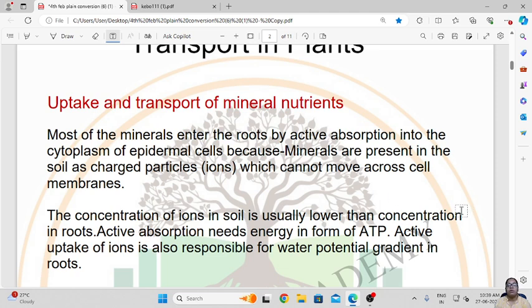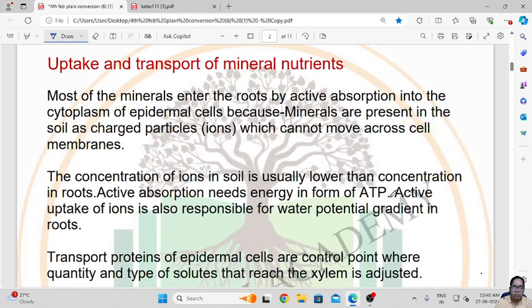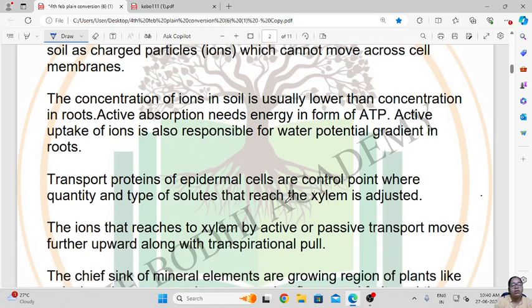So active absorption needs energy in the form of ATP. So active uptake of ions is also responsible for the water potential gradient in the roots. So transport proteins of epidermal cells are the control point where the quantity and type of solute that reach the xylem is adjusted. So the ions that reach the xylem by active or passive transport move further upward along with the transpirational pool.